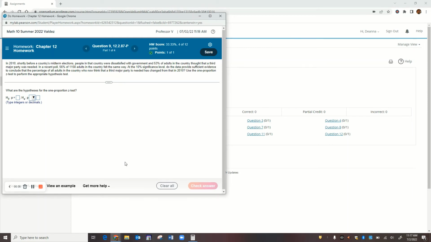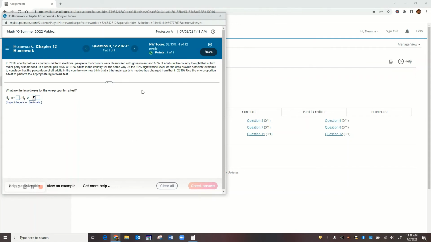All right, so here's a hypothesis test for one sample proportion. In 2010, shortly before a country's midterm elections, people in that country were dissatisfied with government, and 53% of adults in the country thought that a third major party was needed. In a recent poll, 56% of 1,158 adults in the country felt the same way. At the 10% significance level, do the data provide sufficient evidence to conclude that the percentage of all adults in the country who now think that a third major party is needed has changed from that in 2010? Use the one proportion z-test to perform the appropriate hypothesis test. So first, what are the hypotheses for the one proportion z-test?